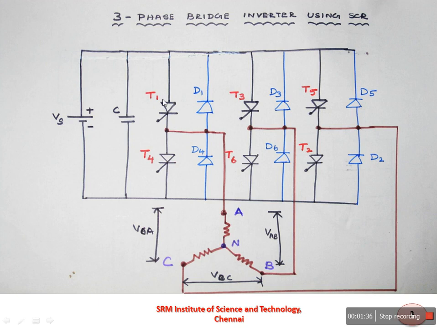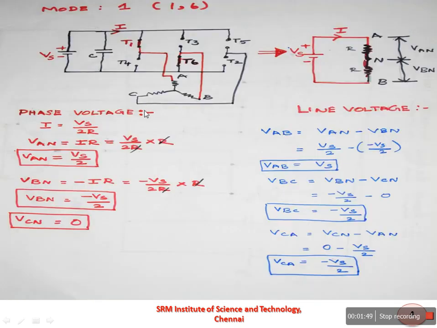If you see mode 1, the thyristors T1 and T6 are conducting. Thyristor T1 is connected to the upper group of thyristors and T6 is connected to the lower group. Coming to mode 1 operation, thyristors 1 and 6 are conducting. In this circuit, T1 and T6 act as closed switches. T4, T3, T5 and T2 act as open switches.